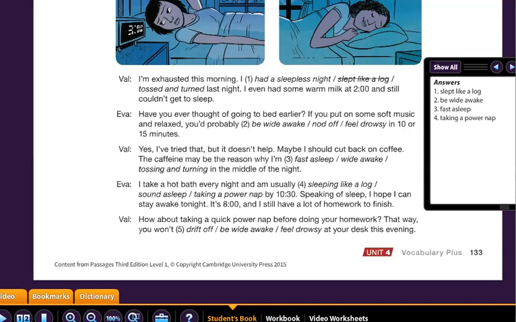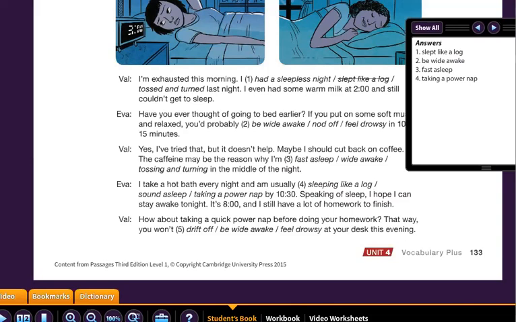Sound asleep, taking a power nap. Because es dormirse, the other is taking a nap, ¿no? So, las dos son quedarse dormidos, ¿no? Sleeping like a log es quedarse como tronco dormido. When you say he sleeps like a log, es como que ya se queda bien dormido. Se queda así dormido inmediatamente.